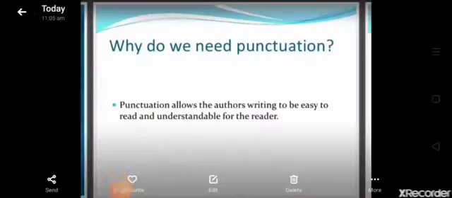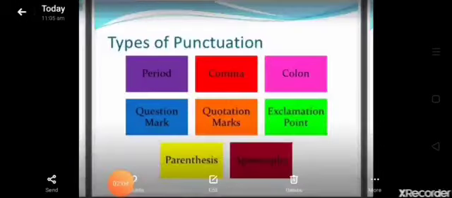So the question arises, why do we need punctuation? Because an incorrect punctuation mark can change the entire meaning of a sentence. The main punctuation marks along with their uses we are going to discuss today. Punctuation allows the author's writing to be easy to read and understandable for the reader. There are quite a few punctuation marks, each having a separate usage. Incorrect punctuation marks can change the entire meaning of a sentence.